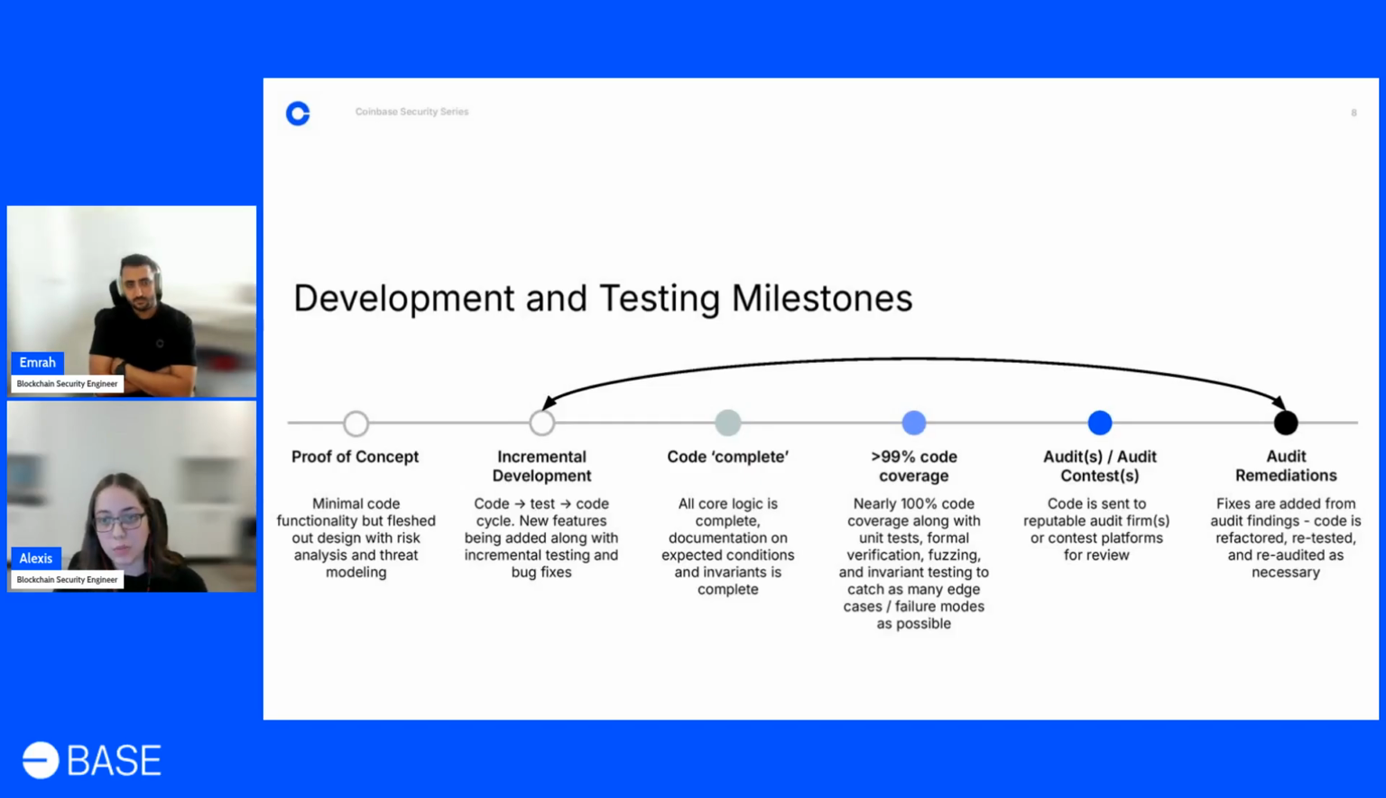The last thing I want to point out on this slide is that the line between the audit remediation and the incremental development step is to show that this process can be cyclical, can iterate on one or more steps, and then go back to a previous step. You should not view your development process as a fully linear sequence of events.